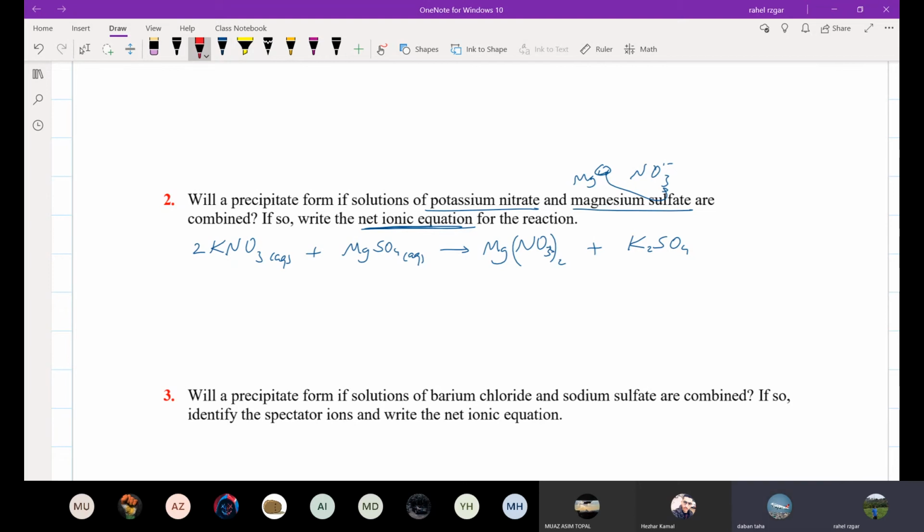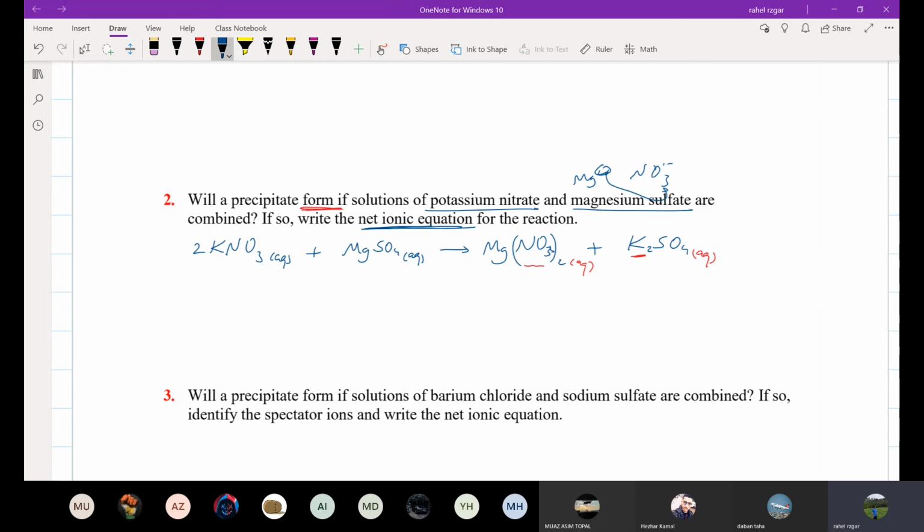Look at the states. It says, will a precipitate form if solutions of these two are combined? If so, write the net ionic equation. So you will write, since there is NO3 here, then this is aqueous. Same thing, since there is K here, without looking at anything else, you can directly say it's aqueous. Then what happens to the net ionic equation? If both of them are soluble, what is the net ionic equation?